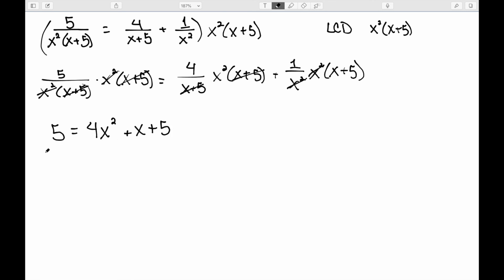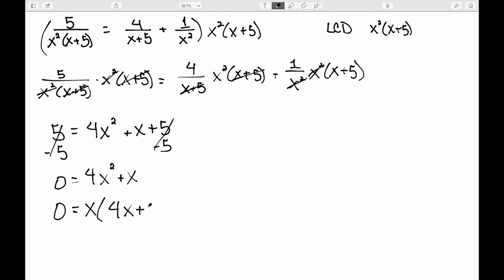Since this is quadratic, I want to get everything on one side, so I'm going to subtract 5 from both sides. That gives me 0 is equal to 4x squared plus x, since the 5s will cancel on both sides. I can factor out an x. That would give me x times 4x plus 1. So I have two equations: x equal to 0 and 4x plus 1 equal to 0. And if we solve this equation, we'll get x equal to minus 1/4.